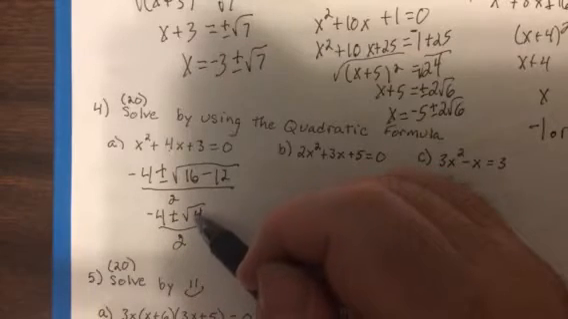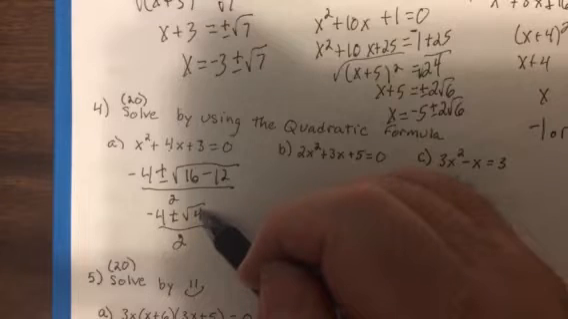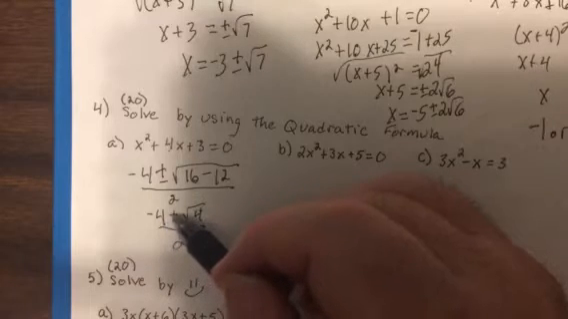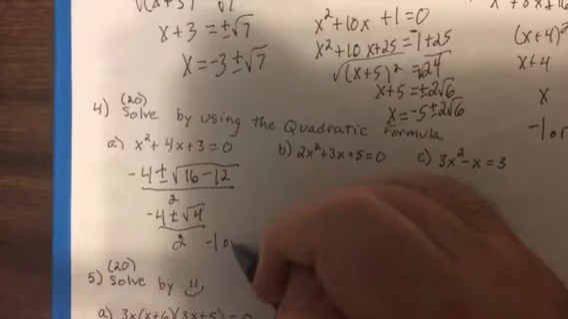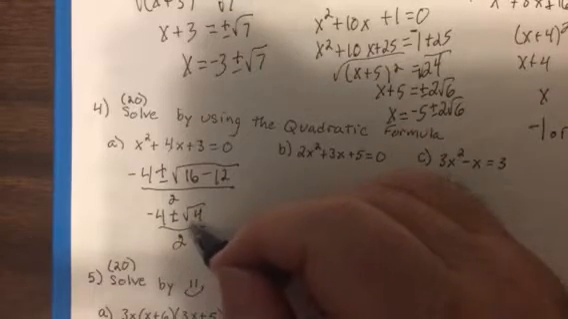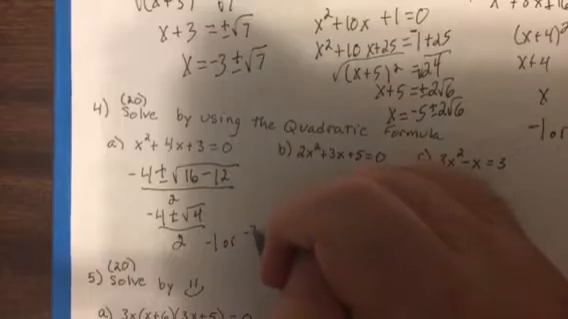So I'm going to simplify here. This is a 2. So negative 4 plus 2 is negative 2 divided by 2 is negative 1. Or negative 4 minus 2 is negative 6 divided by 2 is negative 3.